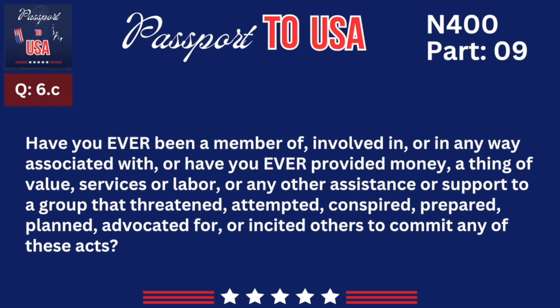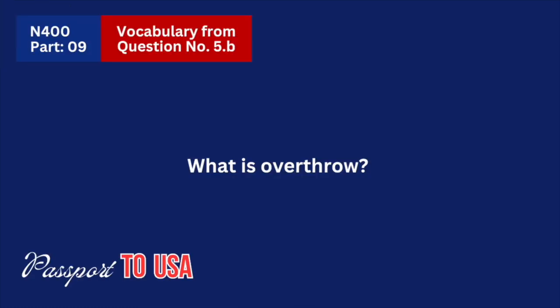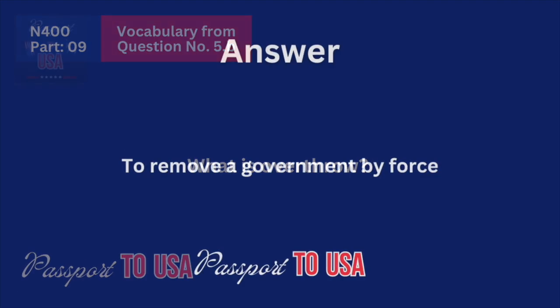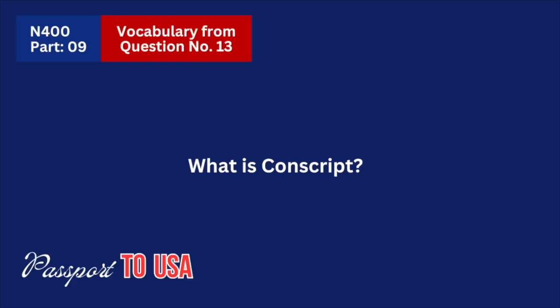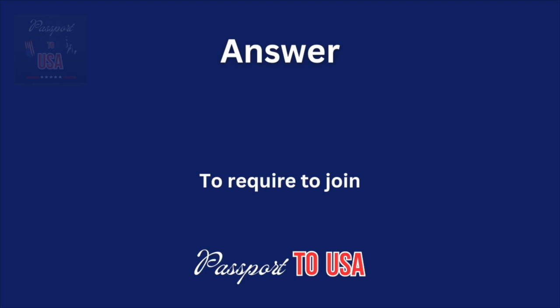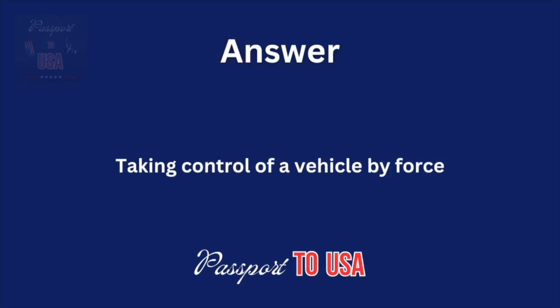Have you ever been a member of, involved in, or in any way associated with, or have you ever provided money, a thing of value, services or labor, or any other assistance or support to a group that threatened, attempted, conspired, prepared, planned, advocated for, or incited others to commit any of these acts? No. What is overthrow? To remove a government by force. What is conscript? To require to join. What is hijacking? Taking control of a vehicle by force.